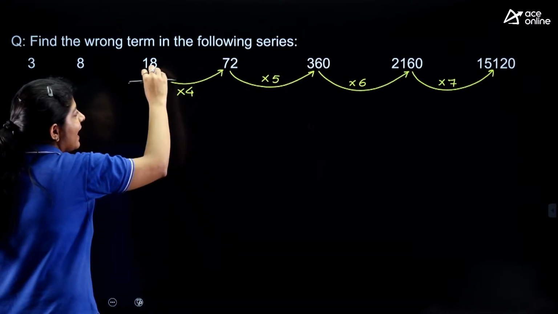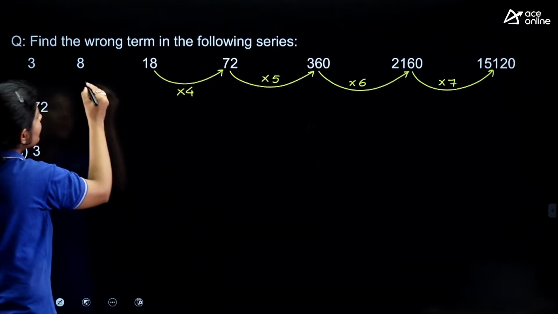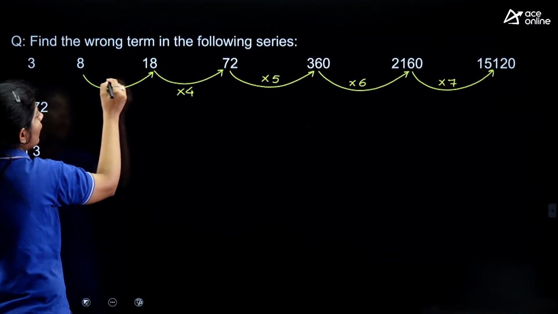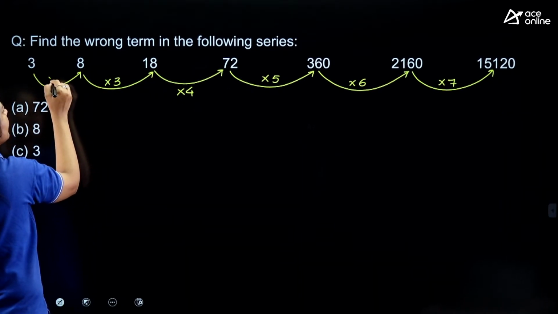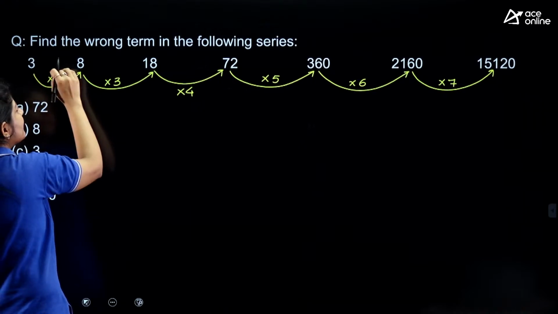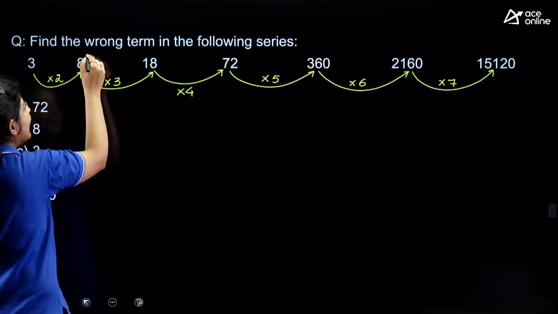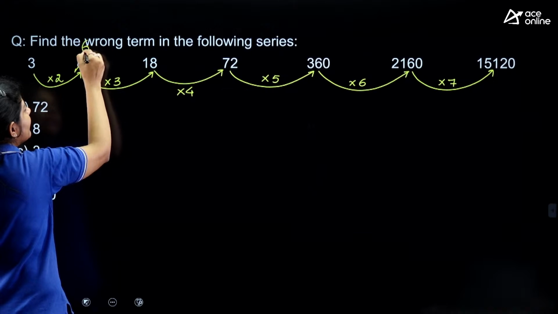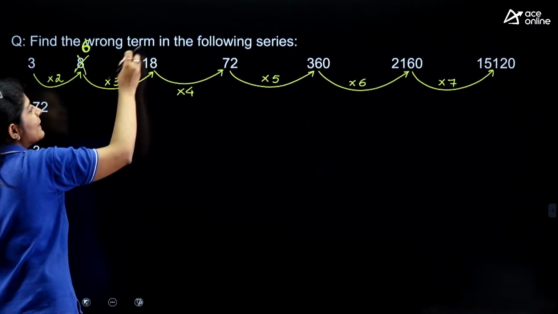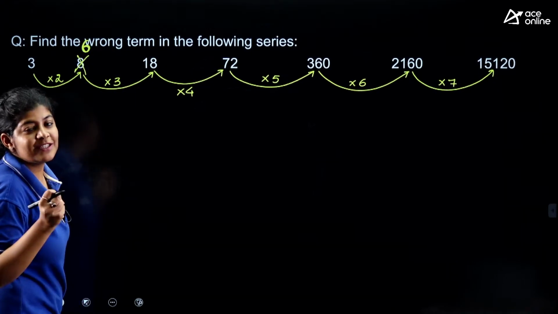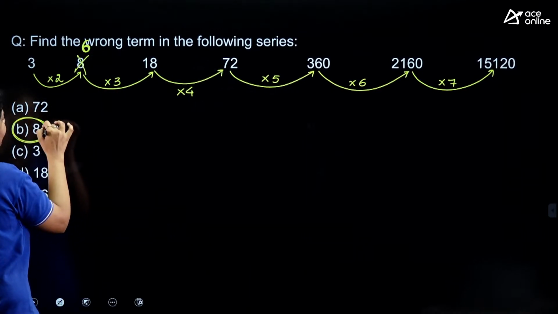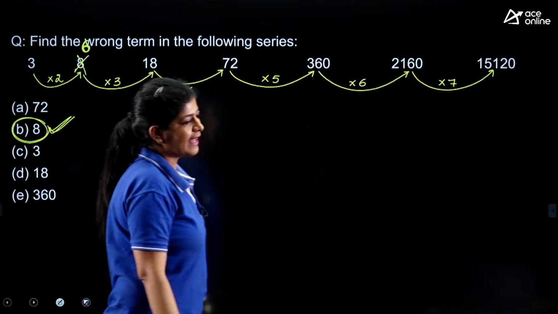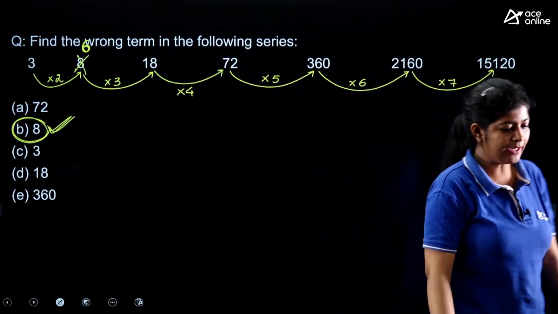So if I have this pattern here, I can say that it should be a multiple of 3 and it should be a multiple of 2. If I multiply my 3 by 2, what number will I get? I'll get 6, not 8. And if I multiply my 6 by 3, I get 18. That means the wrong term here is option number B.